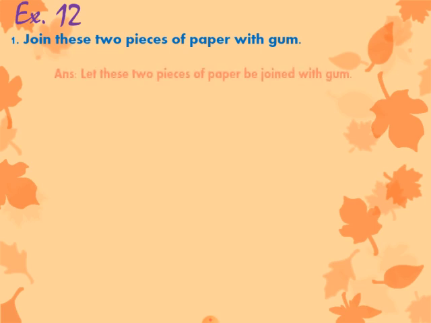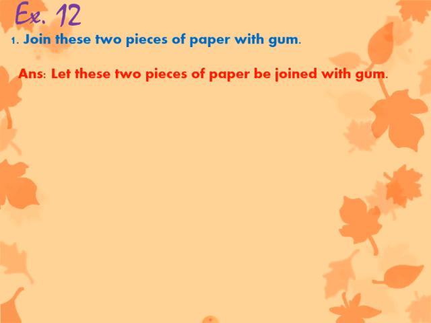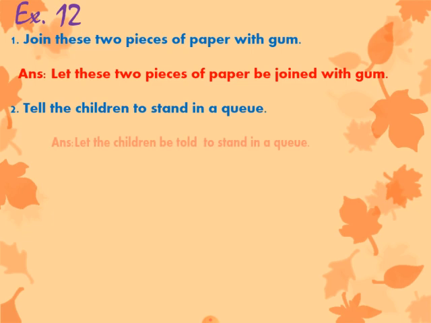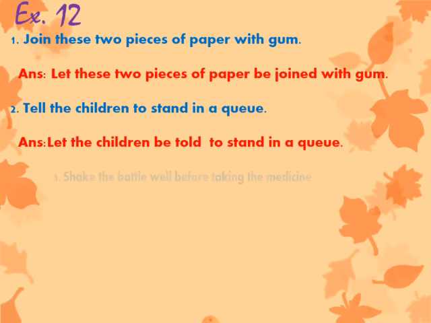Take exercise 12 of your textbook. First sentence: join these two pieces of paper with gum. We have to begin the sentence with let, as this is an imperative sentence. So the answer: let these two pieces of paper be joined with gum. Second sentence: tell the children to stand in a queue. Let the children be told to stand in a queue.